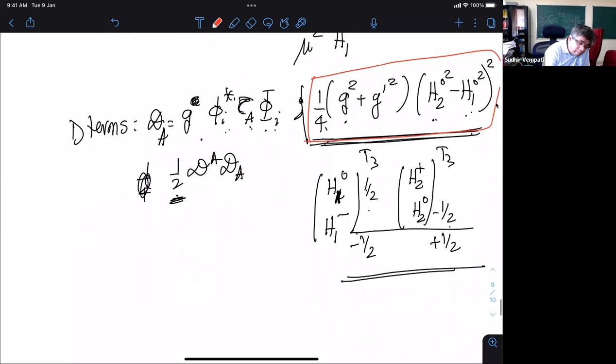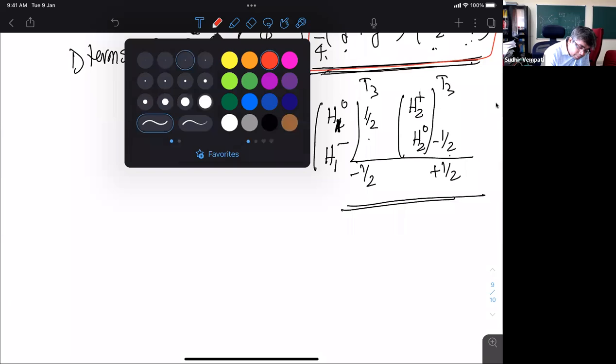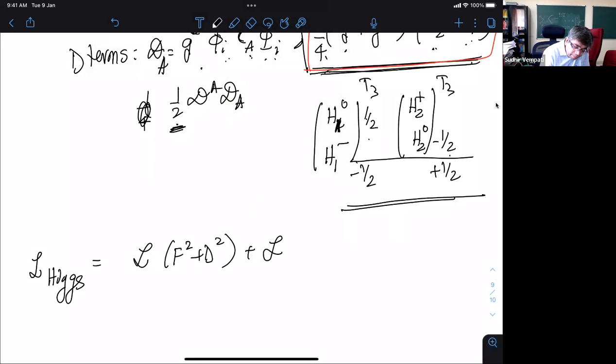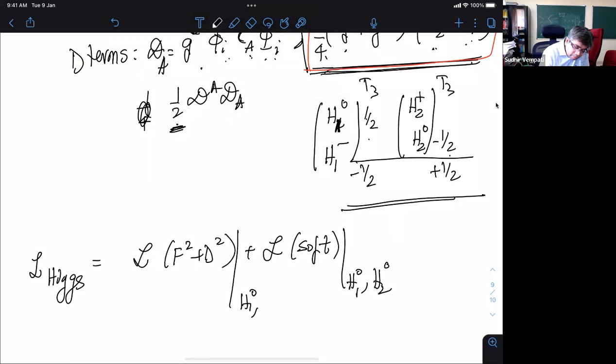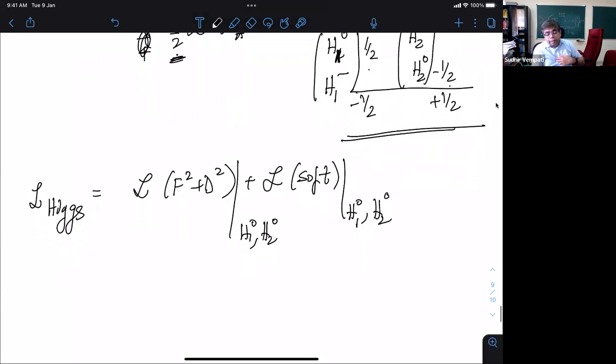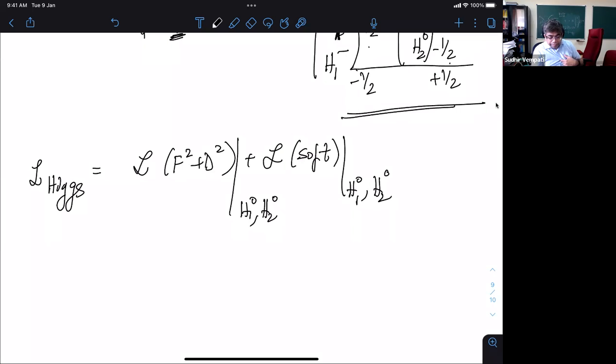Okay, so L Higgs is equal to L F square plus D square plus L soft. Only for the Higgs neutral, H1 0, H2 0. Here also H1 0, H2 0. You don't write all the soft terms for all the Higgs components, not for the charged Higgs component. You're only writing for the neutral components of the Higgs, because only the neutral component should get a vacuum expectation value.